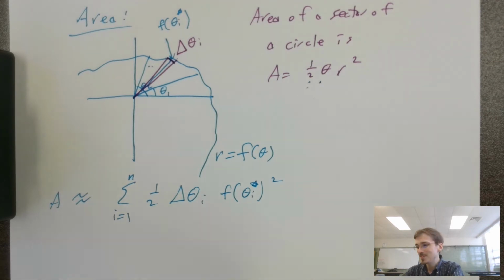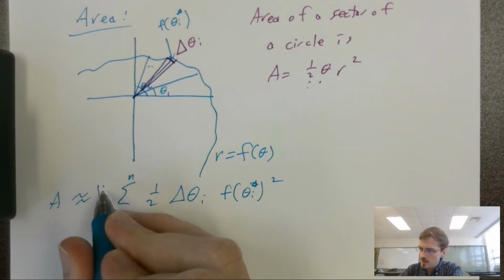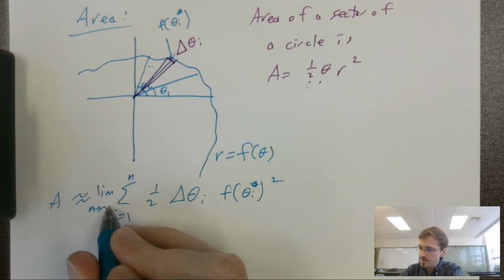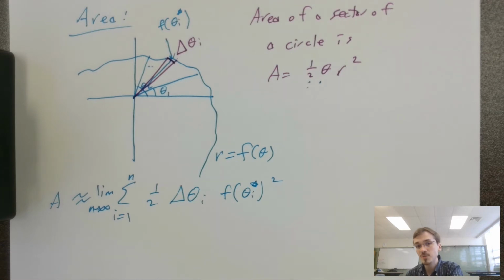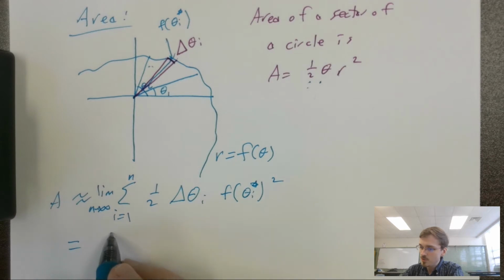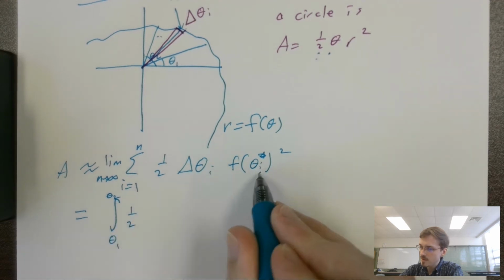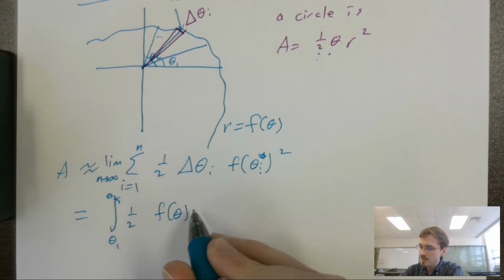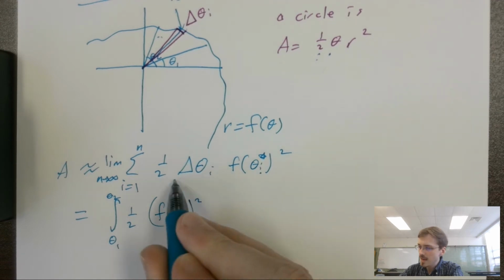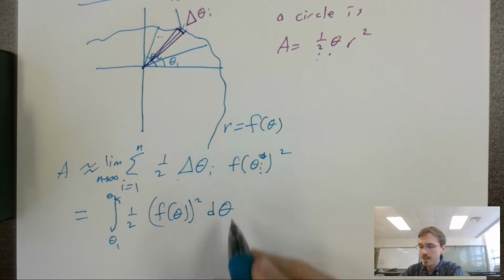But we're in calculus, right? This is just if we have finitely many sectors that we've chopped this region into. Let's take now a limit as n approaches infinity. And all of a sudden we have a Riemann sum. So the area becomes exactly equal to the integral from theta 1 to theta 2 of 1/2 f of theta quantity squared, and our delta theta sub i becomes d theta.